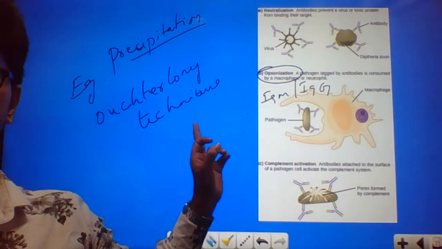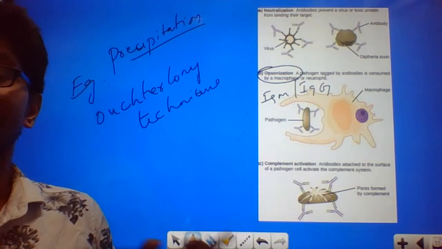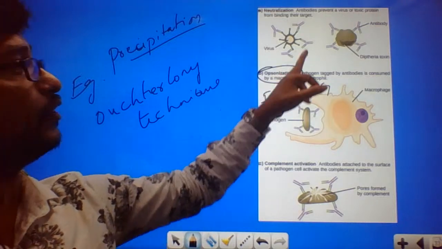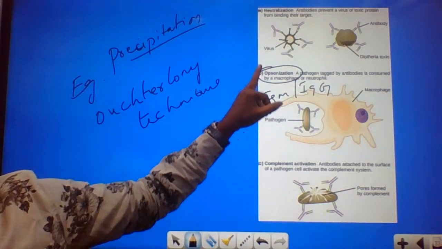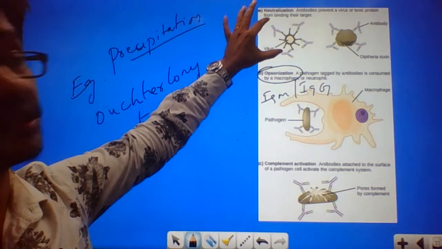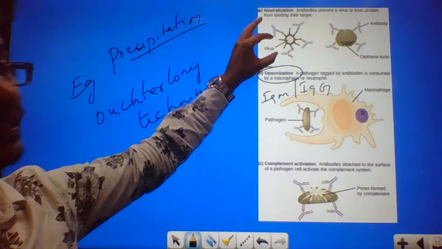Using this Ouchterlony technique, we can identify whether the antigen or antibody are similar or dissimilar. To find that out, precipitation techniques are used. Then we have neutralization and opsonization. In neutralization, the antibodies prevent the virus or the toxin from binding to the target cells.